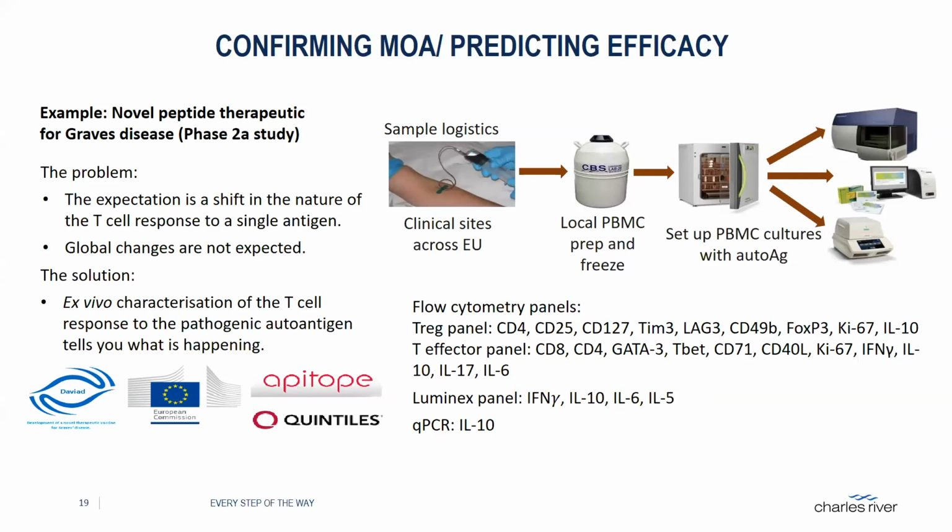Now we come on to another autoimmune example. We were involved in a multi-centre EU-funded study where we were taking PBMCs, or peripheral blood mononuclear cells, from patients before and post-treatment. And then we were shipping these samples to our laboratory, and we performed a number of analyses: qPCR, Luminex for inflammatory cytokines, and some panels using flow cytometry, which is the subject of what I'll be describing further here. So we had a Treg panel, but also a T effector panel.